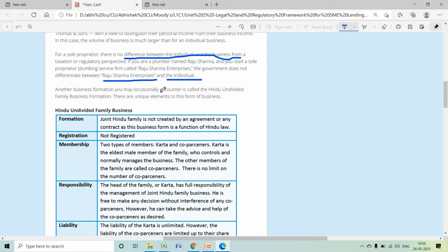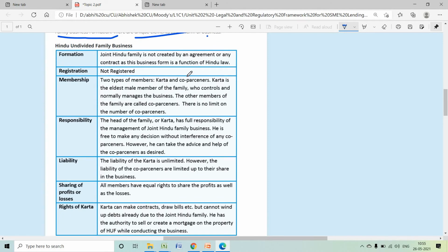The Raju Sharma and the Raju Sharma Enterprises are same. Now another business formation you may occasionally encounter is called Hindu undivided family business formation. There are unique elements in this form of business. So, how is a Hindu undivided family formed?